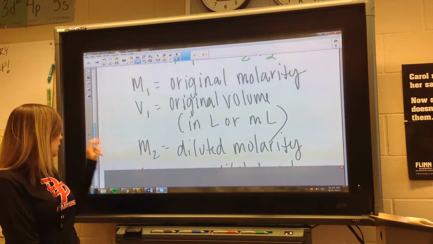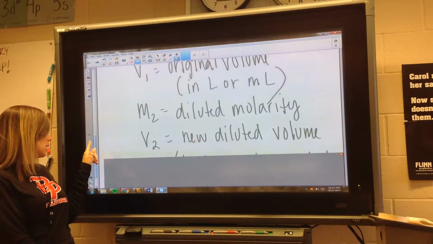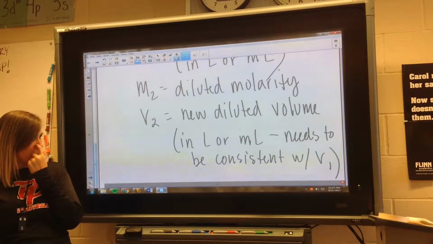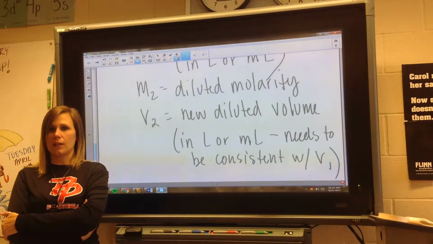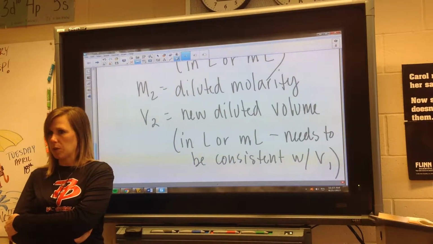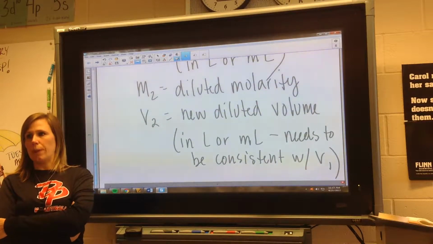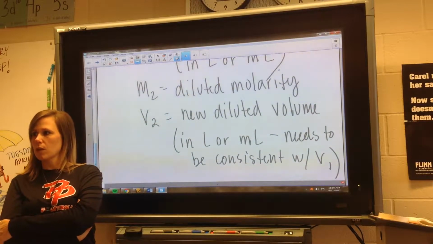Milliliters. Good. Okay. So M2 is going to be your new diluted molarity, and your V2 is going to be your new diluted volume. Again, if you use liters on one side, you have to use liters on the other. Same with milliliters. So if I give you 750 milliliters as your V1, your V2 is also going to be in milliliters. So if you read a question and there's a discrepancy between liters and milliliters, you'll need to convert one so they're both the same, so they're consistent.